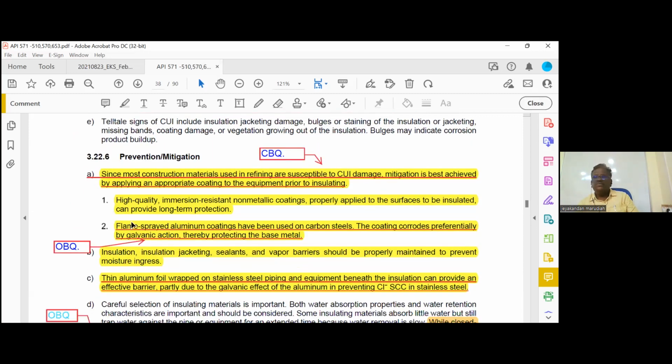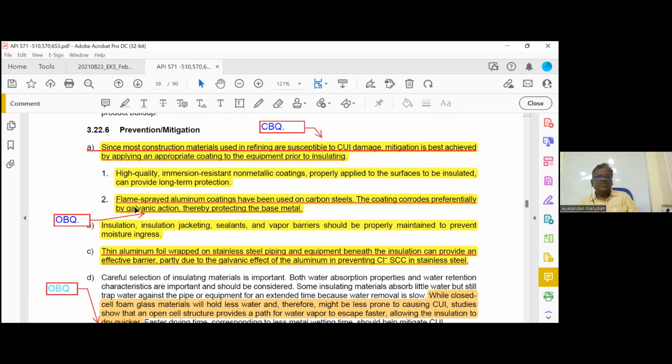Prevention, next page. Since most construction materials used are not defined for CUI, mitigation is best achieved by applying appropriate coating to equipment prior to insulating. So you have to apply the appropriate coating. Highlight the two. Flame sprayed aluminum coatings have been used on carbon steel. The coating corrodes preferentially by galvanic corrosion, thereby protecting the base metal. That is an open book question.